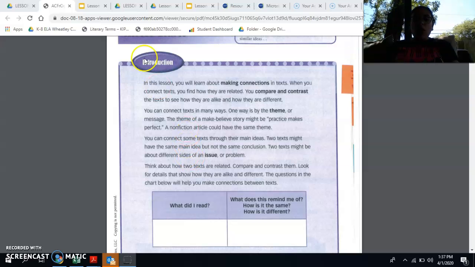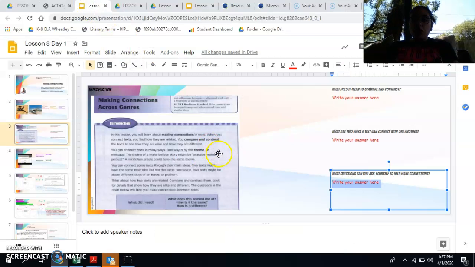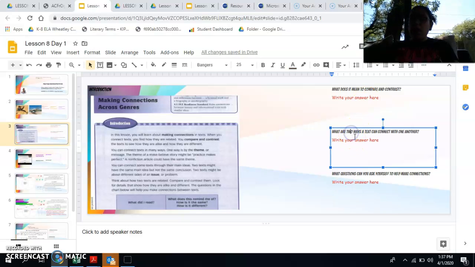So, what I want you to do now is go to your PowerPoint right here, and it says, what does it mean to compare and contrast? So I want you to tell me, what does compare mean? What does contrast mean? It says, what are the ways the text can connect with one another? I literally just told you some ways: the theme, the main idea, the first-hand account, second-hand account, author's purpose. Those are some ways they connect.